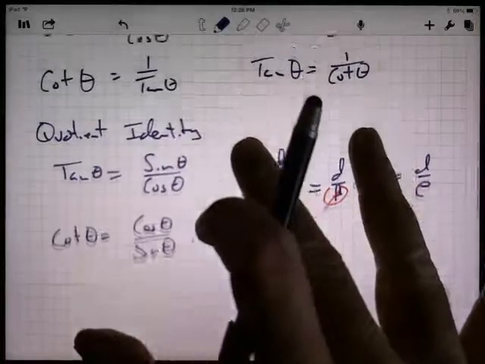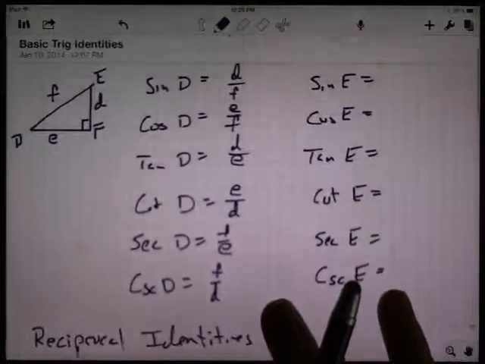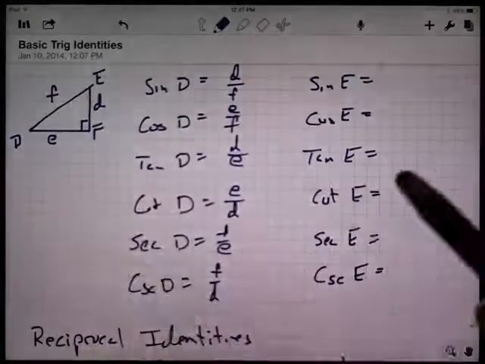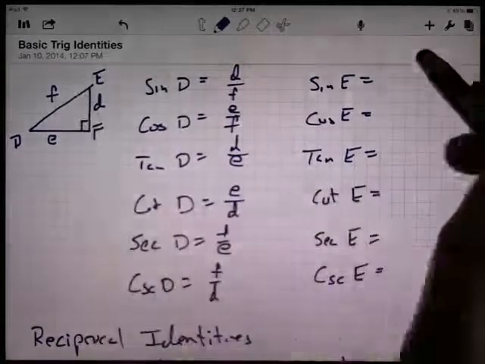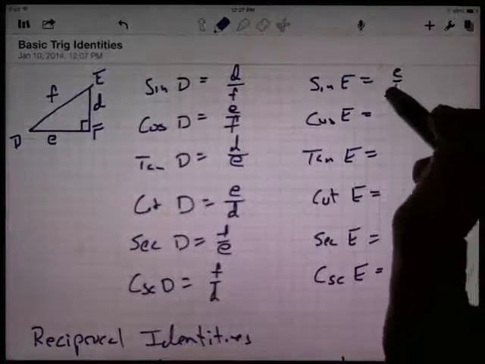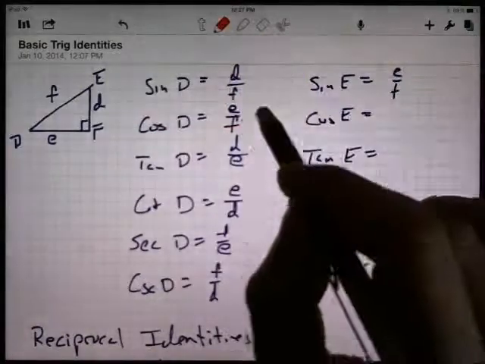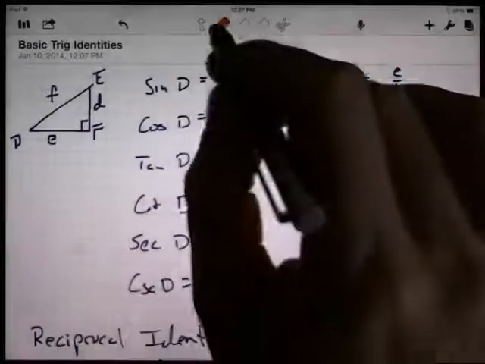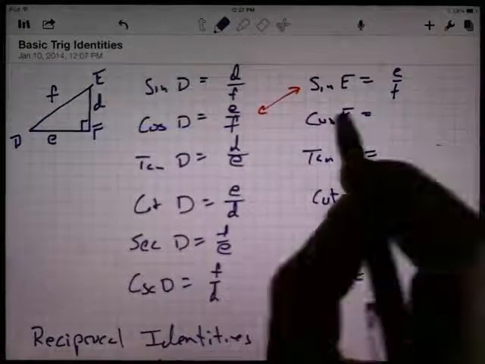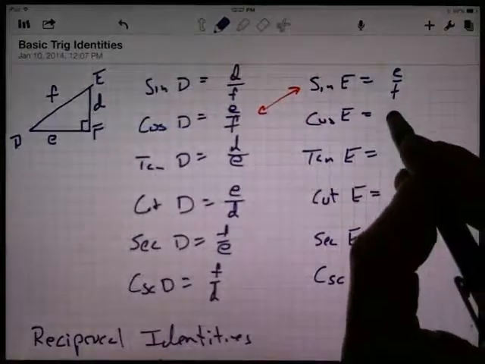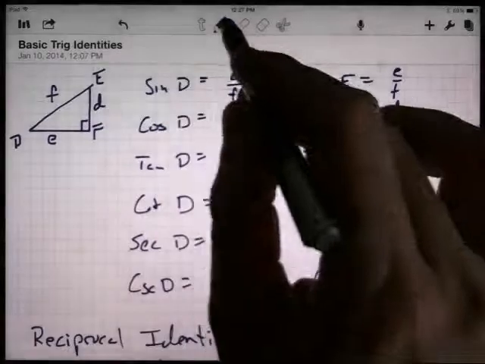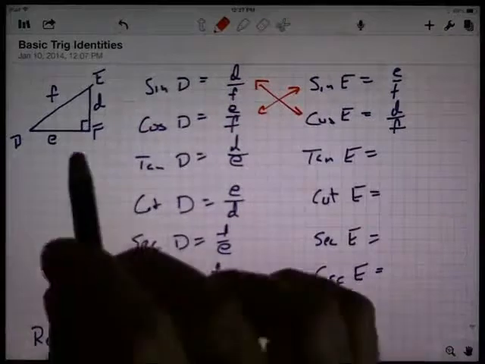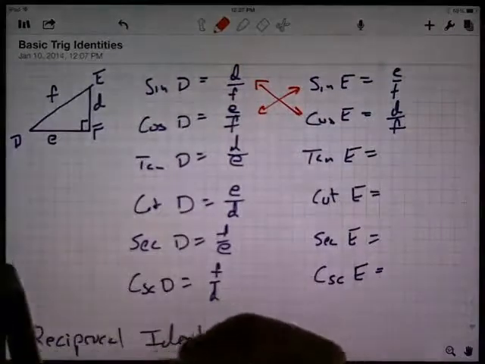Now, there's one more set of identities that people definitely notice as they're doing this. I've got all the trig functions of D, and now I'm going to get all the trig functions of E. So I need the sine of E, which is E over F. And I happen to notice that the sine of E and the cosine of D are the same. Likewise, when I write down the cosine of E, adjacent over hypotenuse, D over F, that's the same as the sine of D, so those two are always equal to each other. The sine of one angle is the cosine of the other.